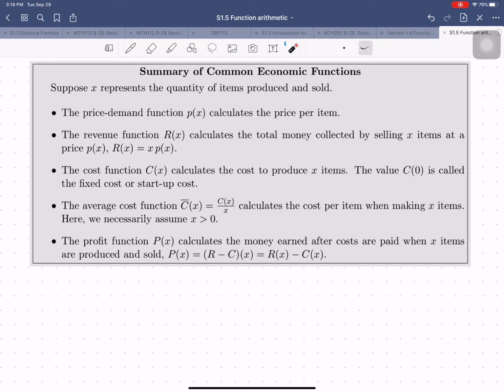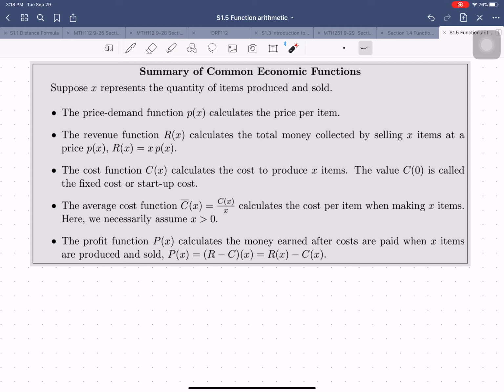This comes out of economics. It turns out that we can relate the price that people will pay to the number that is sold. So this price demand function, P of X, calculates the price per item for X items sold. The price demand function is simply the price that you can charge to sell X number of things.